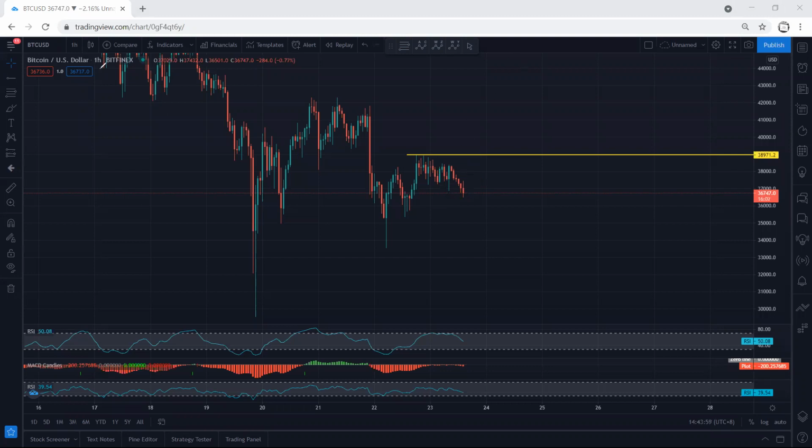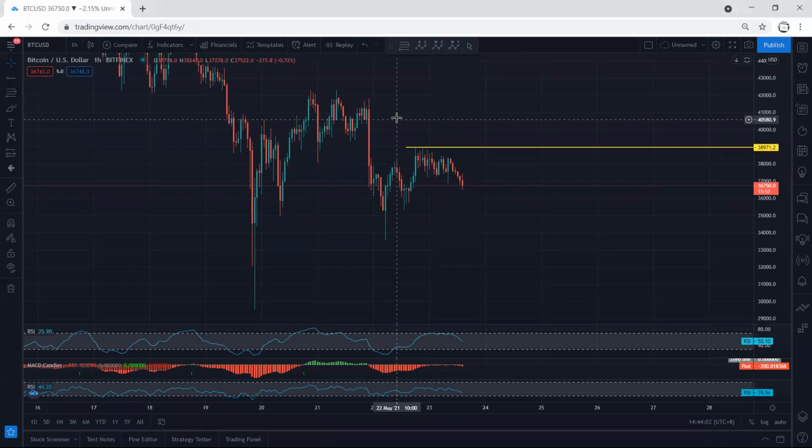Whatever I mentioned right now is based on a 1 hour chart. Anyway, we just follow the chart. If I see any update, I will share.